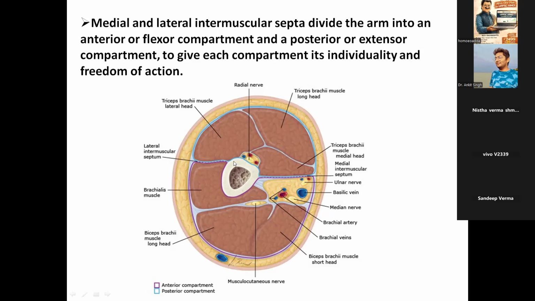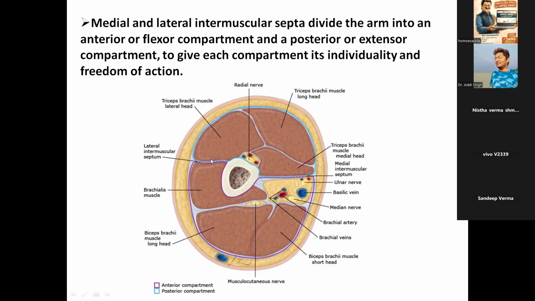But you see on its side there is intermuscular septa. You can see where the cursor is. This is the lateral intermuscular septa, and on this side there is a medial intermuscular septa, right? So on both the sides there are intermuscular septa. With the help of this septum, we are dividing the whole of the arm into two parts. Anterior compartment, you see where the cursor is, and the posterior compartment.